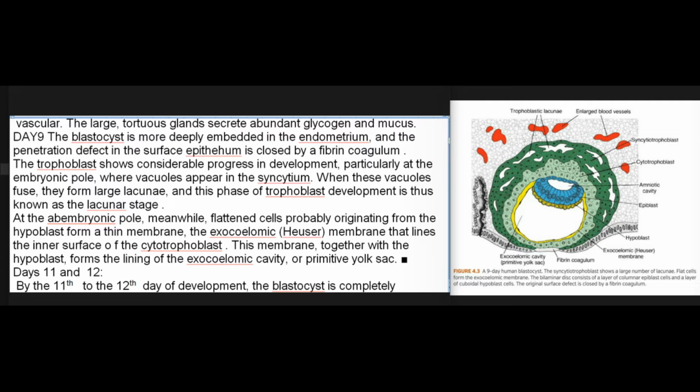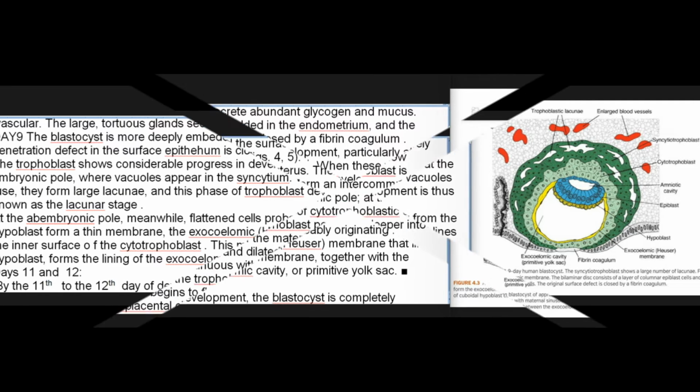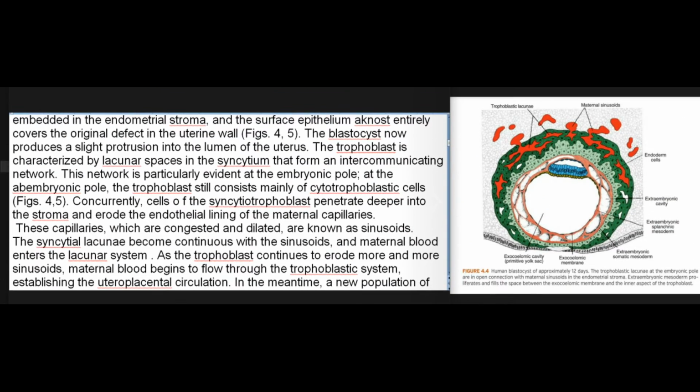Days 11 and 12. By the 11th to the 12th day of development, the blastocyst is completely embedded in the endometrial stroma, and the surface epithelium almost entirely covers the original defect in the uterine wall, Figs. 4 and 5. The blastocyst now produces a slight protrusion into the lumen of the uterus. The trophoblast is characterized by lacunar spaces in the syncytium that form an intercommunicating network. This network is particularly evident at the embryonic pole.